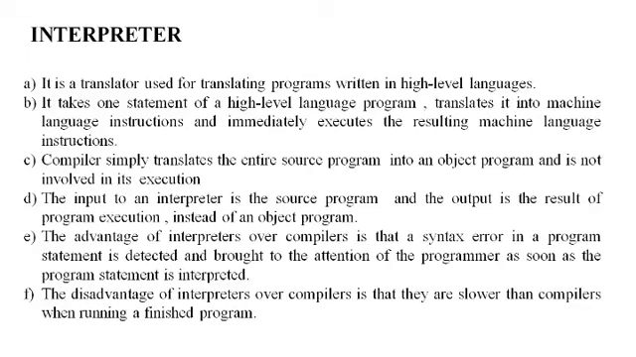The disadvantage of the interpreter over the compiler is that interpreters are slower than compilers, because they are executing the program simultaneously, so that's why they are slower than compilers.